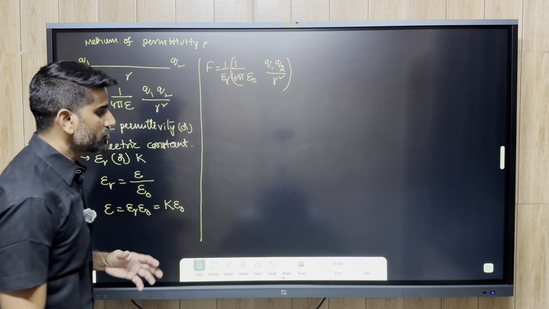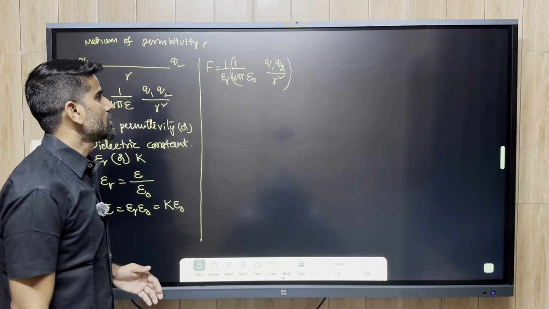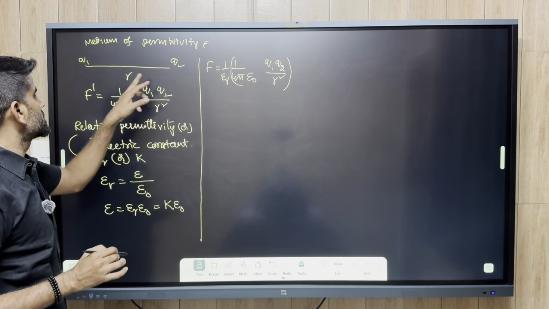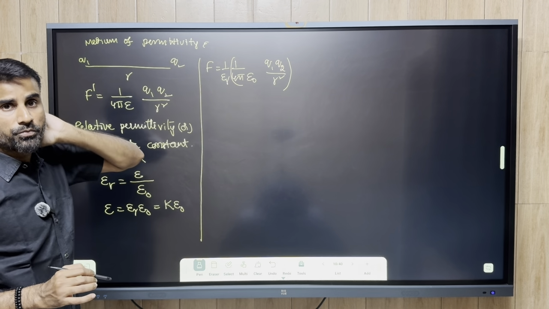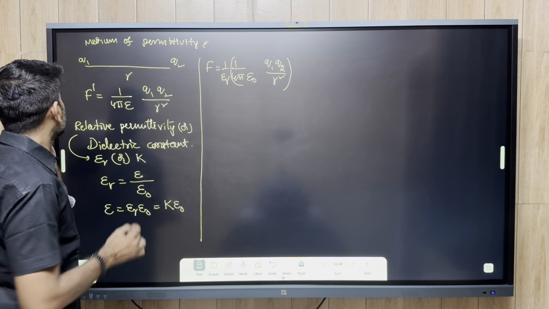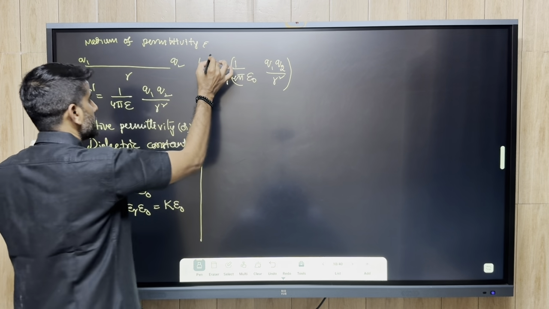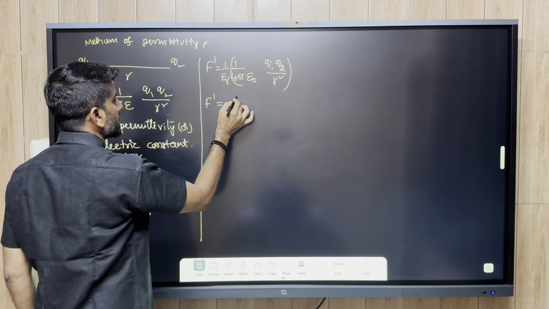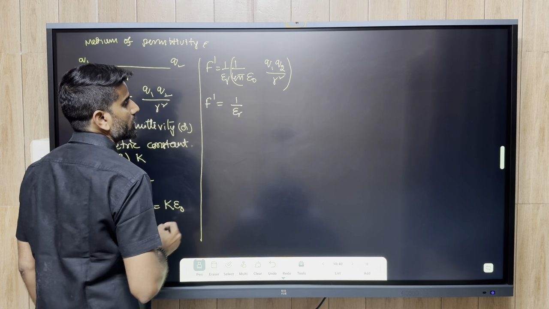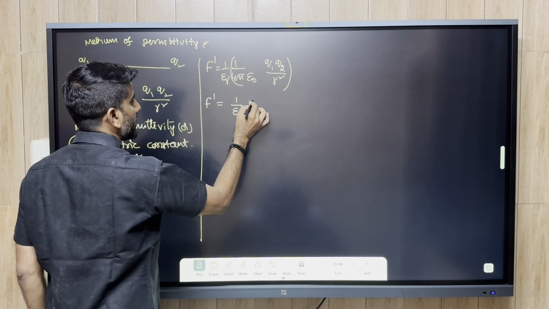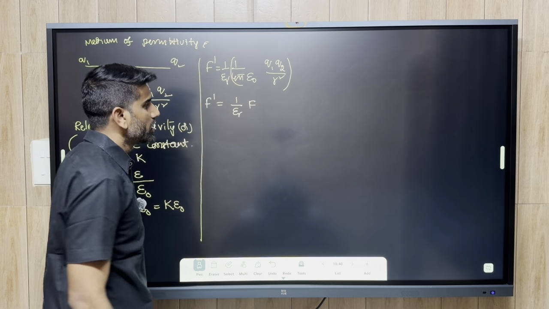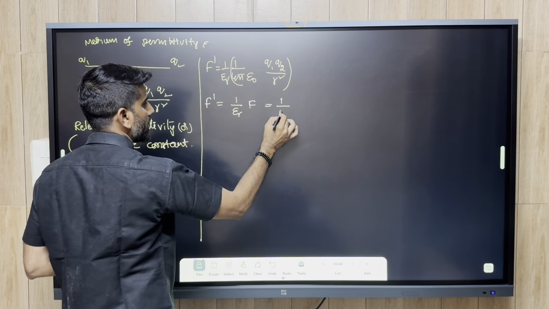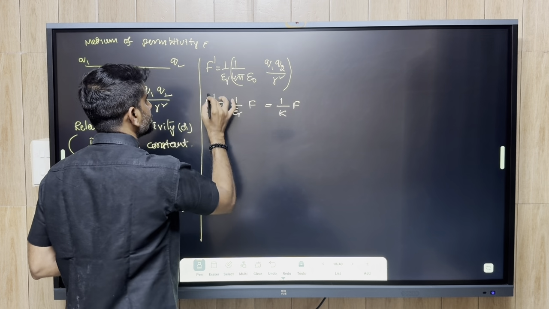To distinguish the two forces, I am representing the force between these two charges when they are placed in some other medium of permittivity epsilon as f dash. So this f dash can be further written as 1 by epsilon r times this whole thing, which is nothing but f. I can also write 1 by epsilon r as 1 by k itself.